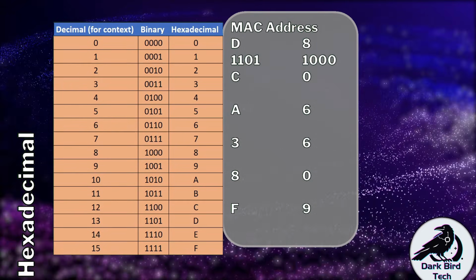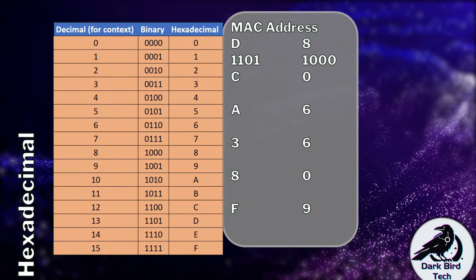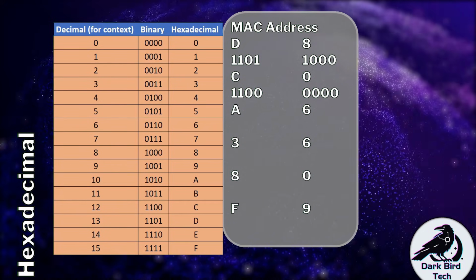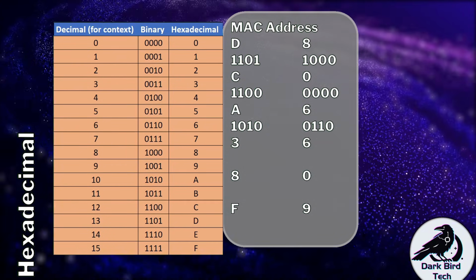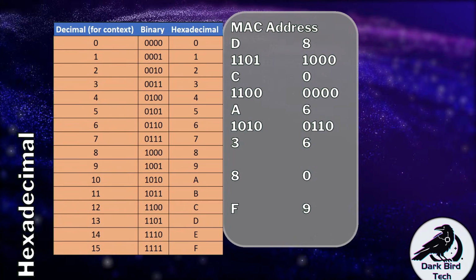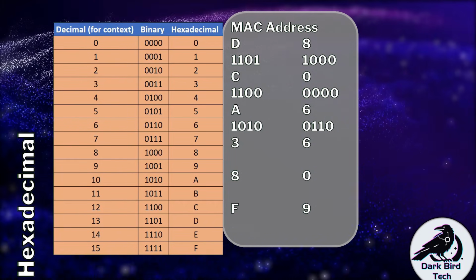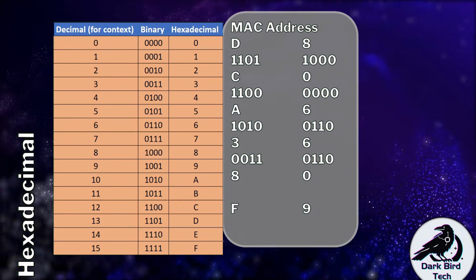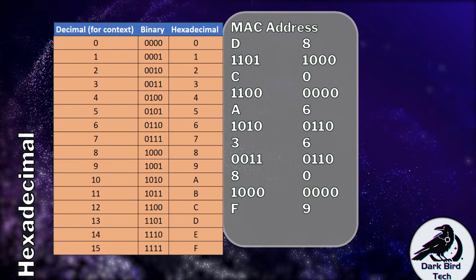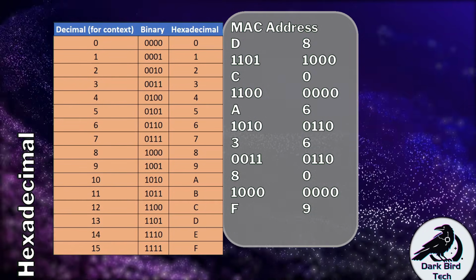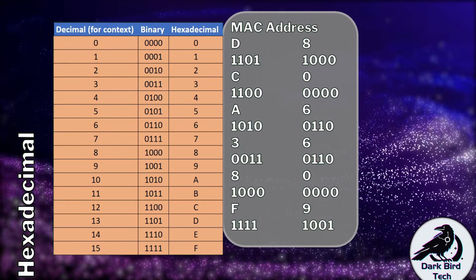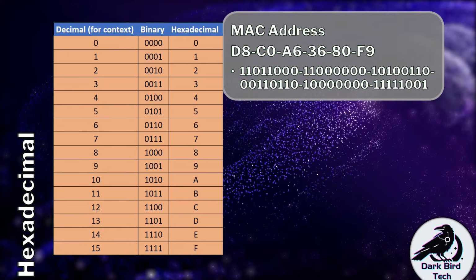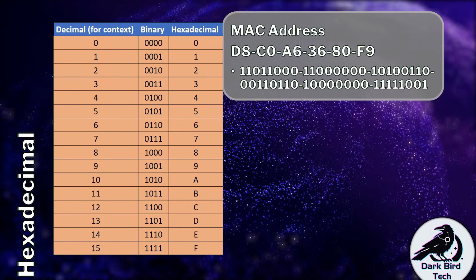1101, 8 is 1000, fantastic. C is 1100, and well, 0 is just 4 zeros. That one's nice and easy. A is 1010, and 6 is 0110. 3 is 0011. 6 is, again, 0110. 8 is 1000. Another 0 there, so 4 zeros. F is 4 ones, and 9 is 1001. Fantastic. So now we've got our MAC address written in binary.